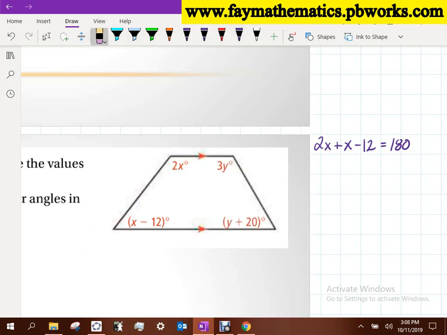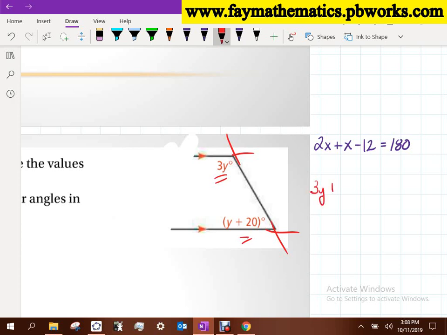I'm going to go back then to my original problem and think, well, don't I have a similar thing going on right here? Like, extend those. Is that the picture we've been working on? And 3y and y plus 20, what's going on? Supplementary again, good. Same side interior.